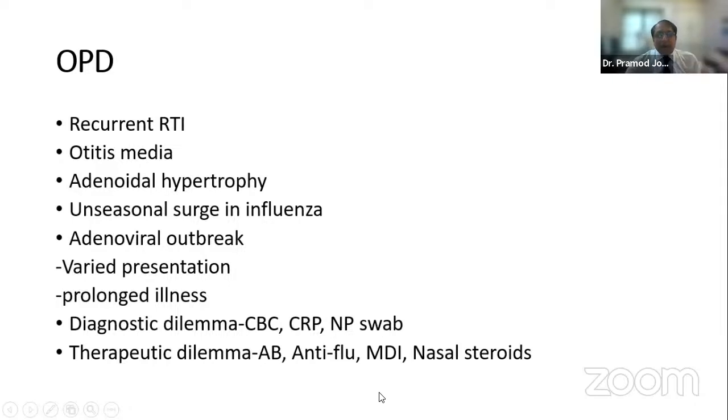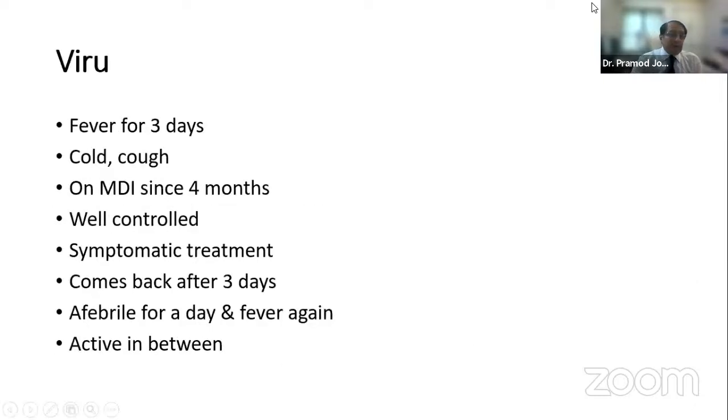You will also understand that over the last few months, the use of metered dose inhalers and nasal steroids has also increased. Now, this particular child, Viru, also had a viral problem. The name of this child has been changed by me to Viru because it's viral. He came to me with fever for 3 days, cold and cough going on for the same period. He had been on the metered dose inhaler for the last 4 months, and it was all well controlled. He was given symptomatic treatment and came back after 3 days. He had no fever for a day, but again developed fever. In between, he was quite active.